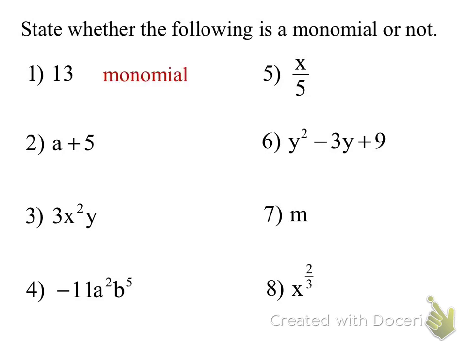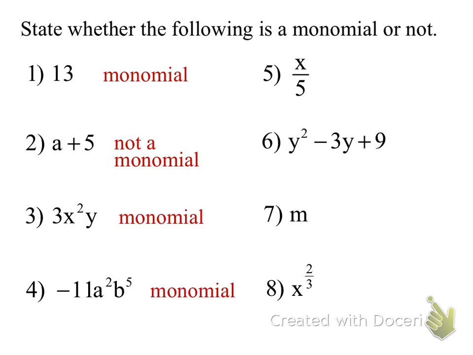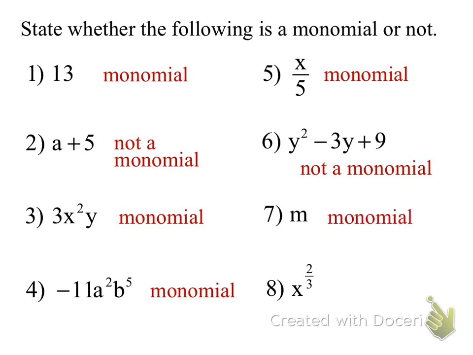Number 3, is it a monomial? Yes. Number 4, is it a monomial? Yes. Number 5? Yes. Number 6? No. Number 7? Yes. And number 8? Yes. No, wait. No, because I told you I added that one little piece that all exponents need to be integers, negative or positive whole numbers. So it's not a monomial.